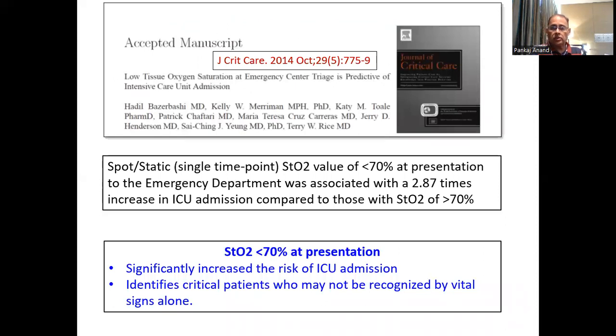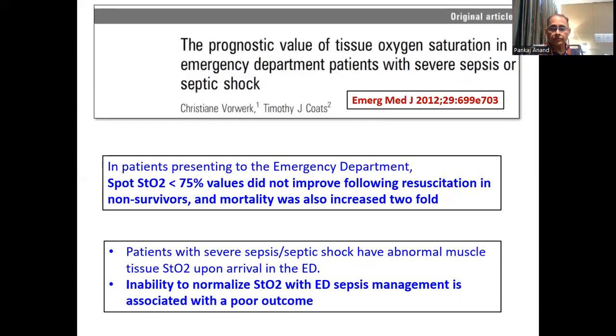Now, a single spot SpO2 of less than 70% at presentation in the ER was associated with almost 3 times increase in ICU admission. So this was published in Journal of Critical Care. So a low tissue oxygen saturation at presentation shows an increased risk of ICU admission, and it tends to identify critical patients who might not have been recognized just by seeing the vital signs.